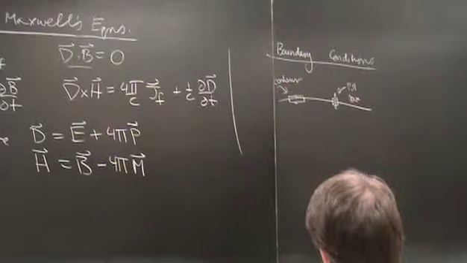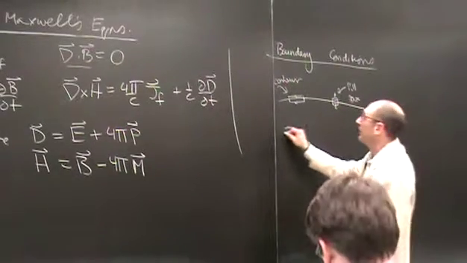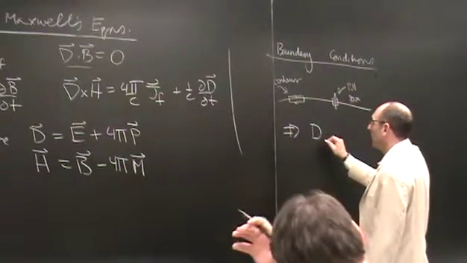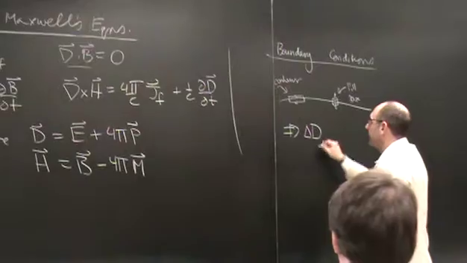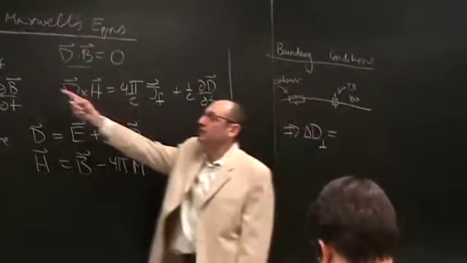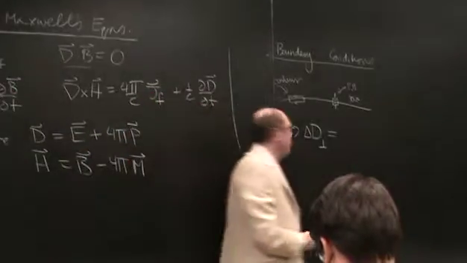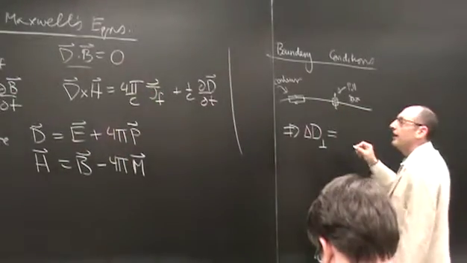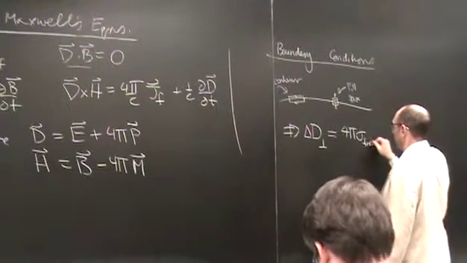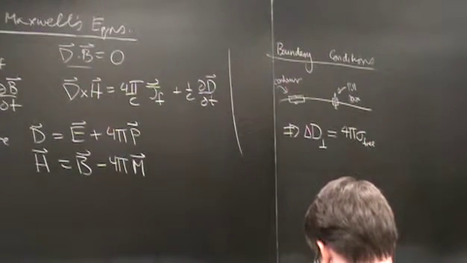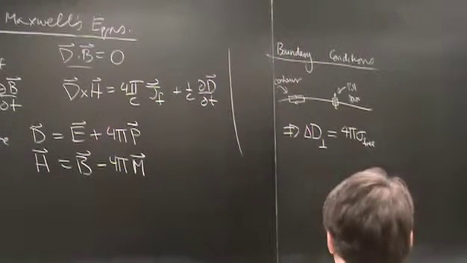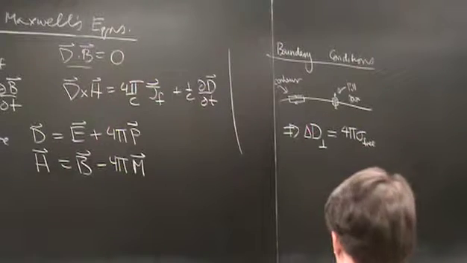And so from this, it follows immediately that the normal component of the displacement is continuous unless there is free charge. If there's free charge, then there can be surface charge, and it can be discontinuous. And the amount by which it is discontinuous, normal to the surface, relates to the free charge density.